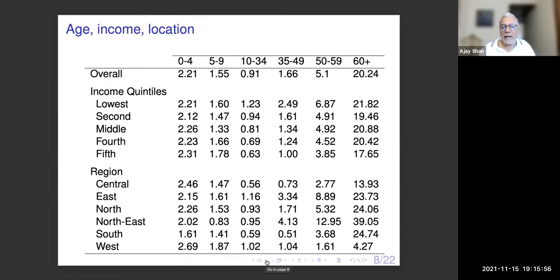Then the west is at 1.04. The north is at 1.71. And there is really bad health in the east and in the northeast. So it's not your simple north-south story. In fact, it is the east and the northeast that is doing really badly. And I think this is another interesting finding from this paper.